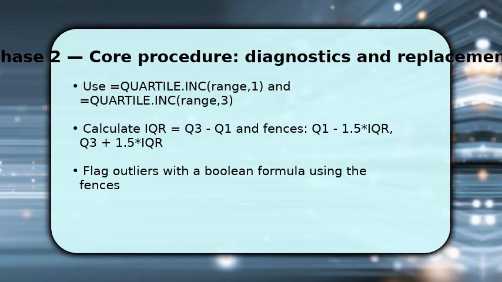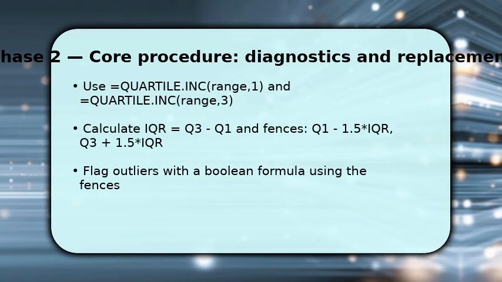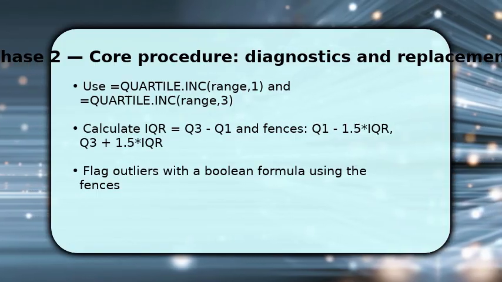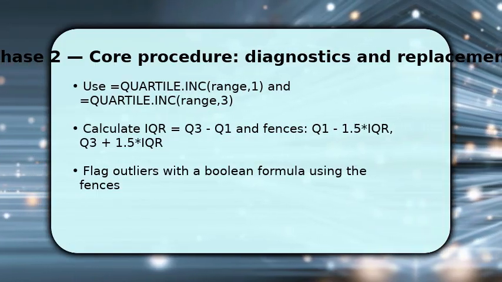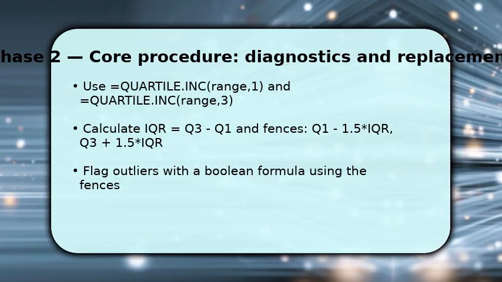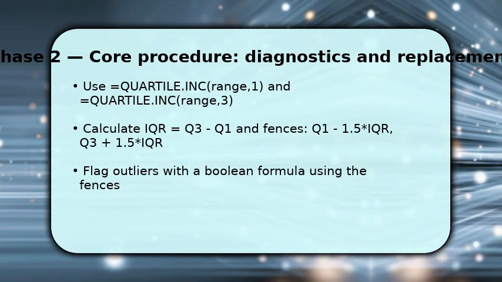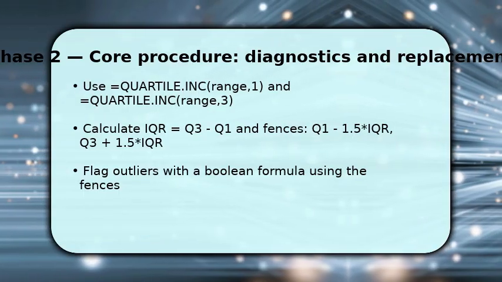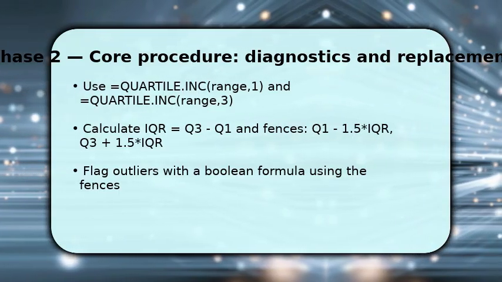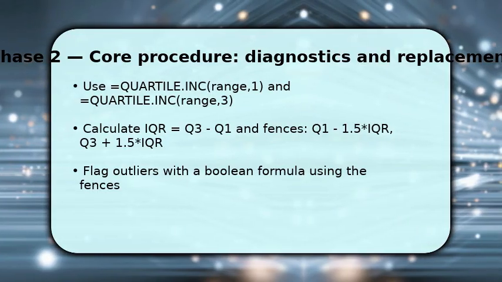Then calculate IQR as Q3 minus Q1 and derive lower and upper fences using 1.5 times IQR. This identifies typical statistical outliers. Once you have fences, use a flag column with a formula like equals OR(cell < lower fence, cell > upper fence) to mark outliers true or false.